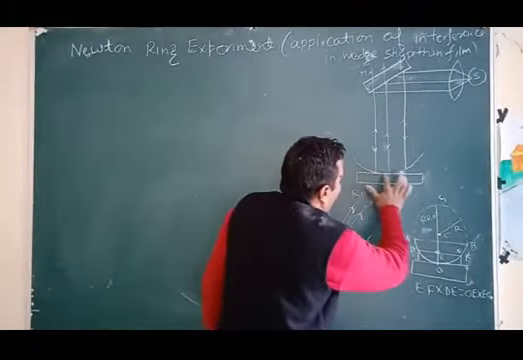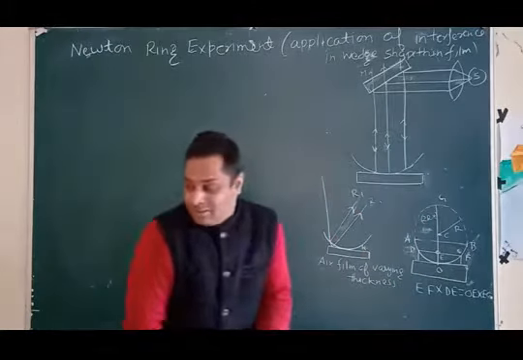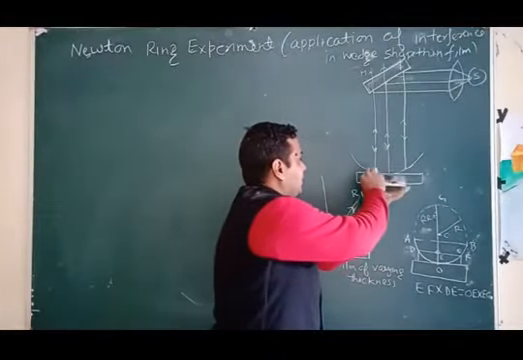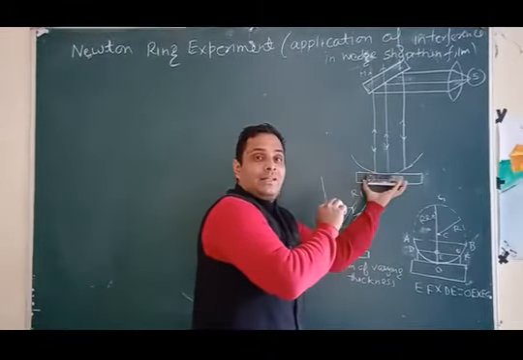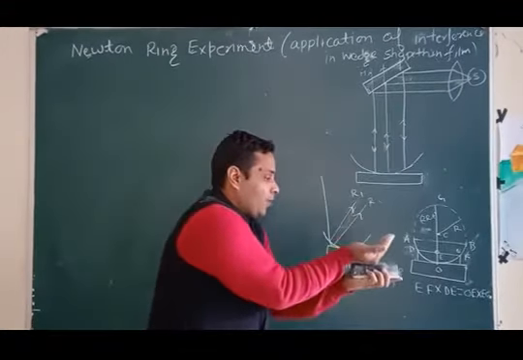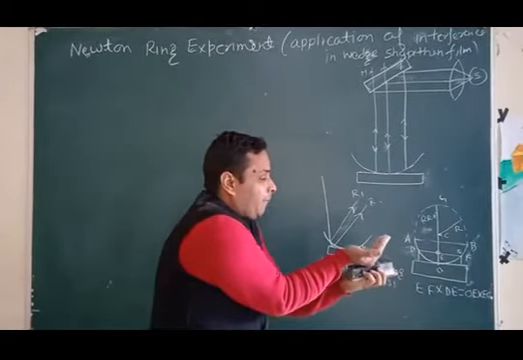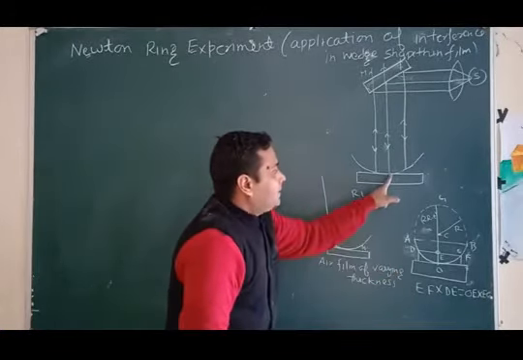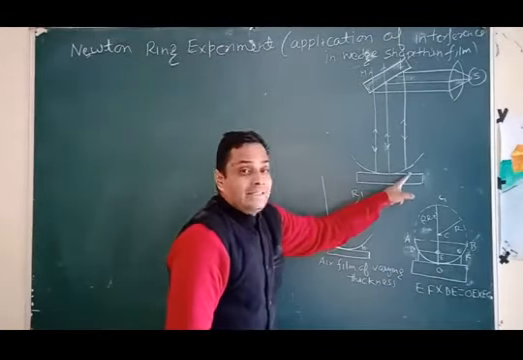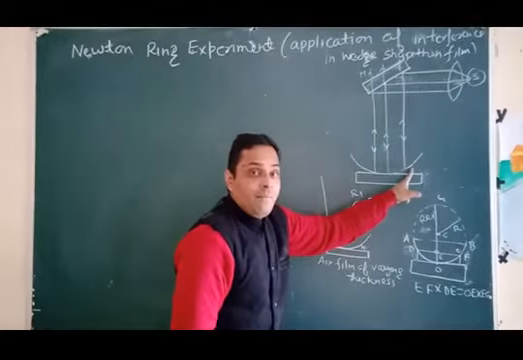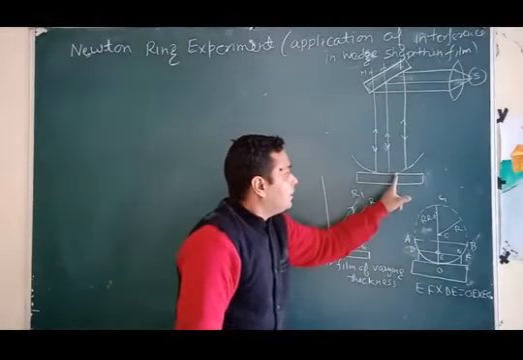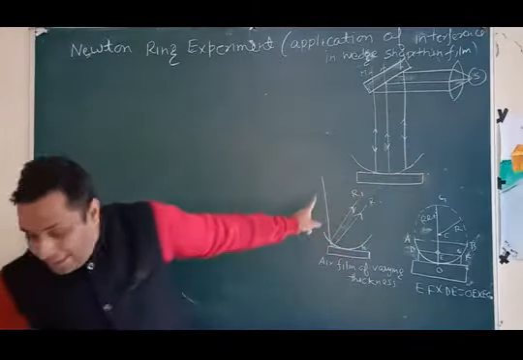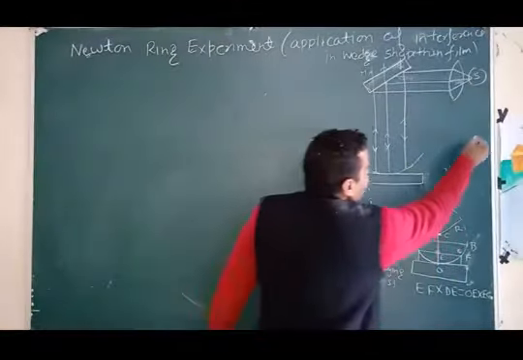This is basically a plano-convex lens that is put on a plane glass surface. When we put the plano-convex lens, we have seen that from the center, on both sides there is an air film with varying thickness. So this is the case of a wedge-shaped thin film.